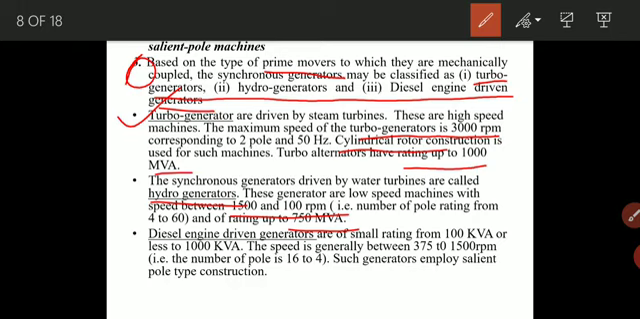Then third, diesel engine driven generator. These have a rating of 100 kVA or less than 1000 kVA, and speed is about 375 to 1500 rpm, and such a generator employs salient pole type construction.